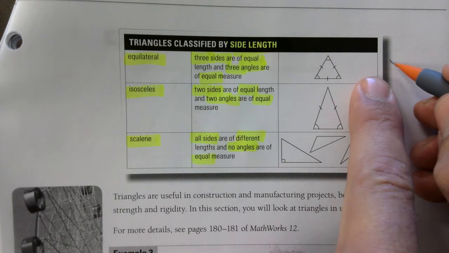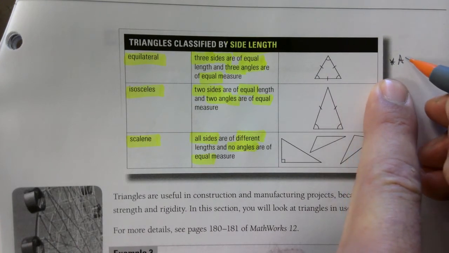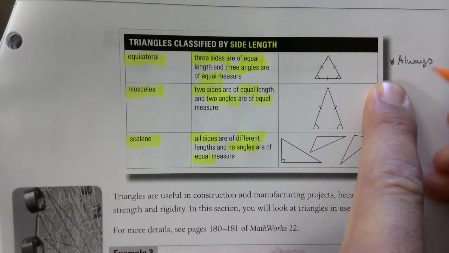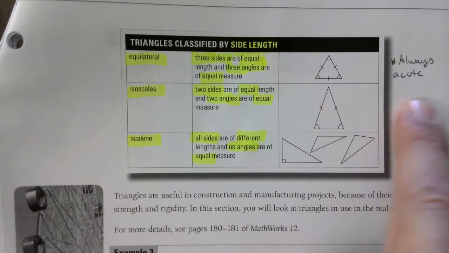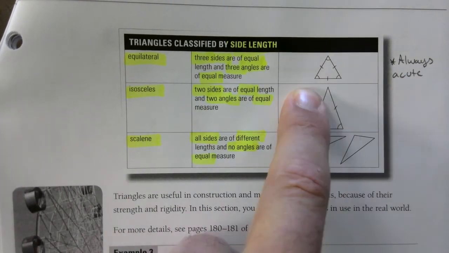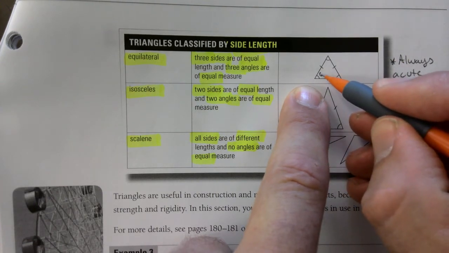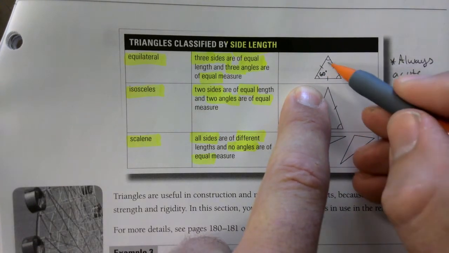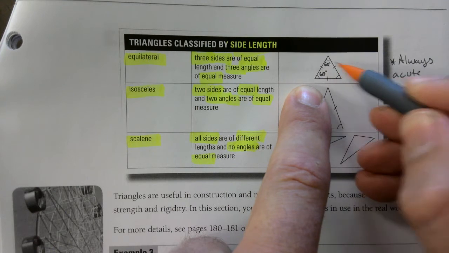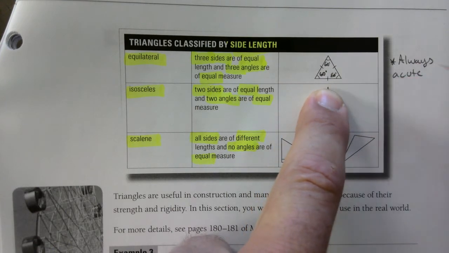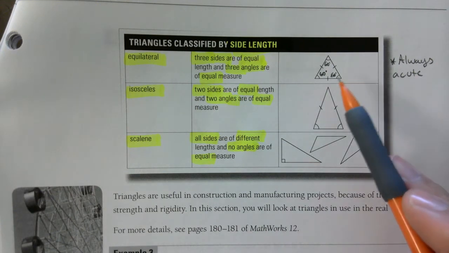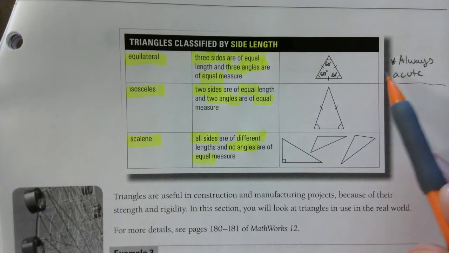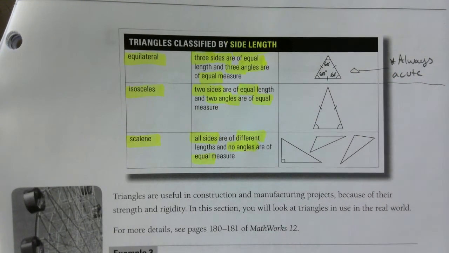And by the way, always acute. An equilateral triangle is always going to be acute. Why? Because when we have an equilateral, we know it doesn't matter what the side length is, it's always 60. All three angles are 60. That's what I wrote in there. So it's always acute, this one. Okay.